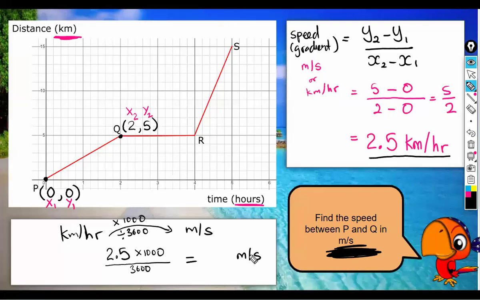So get it correct now, right? At least send the final answer for me. I'm getting 0.69 meters per second.